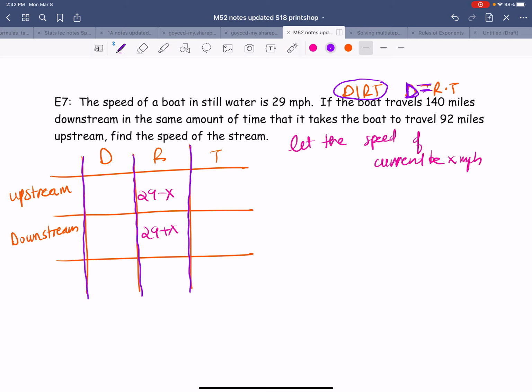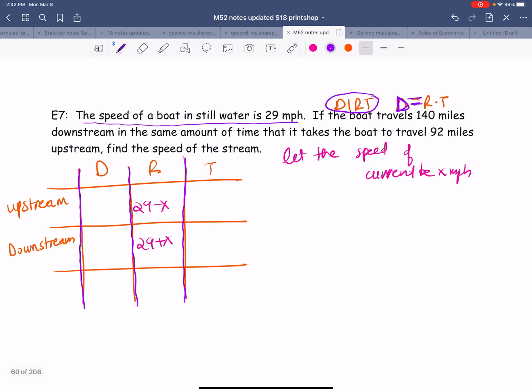In this problem, we're talking about the speed of current. The speed of a boat in still water is 29 miles per hour. If the boat travels 140 miles downstream in the same amount of time that it takes the boat to travel 92 miles upstream, find the speed of the stream. We don't know the speed of the water, the speed of the current, or the speed of the stream, but we do know that anytime the boat is going downstream, it's going to cover the distance faster, because the speed of water is helping the boat go faster.